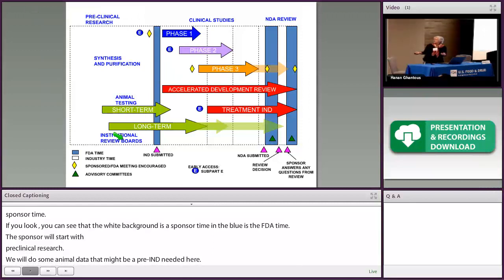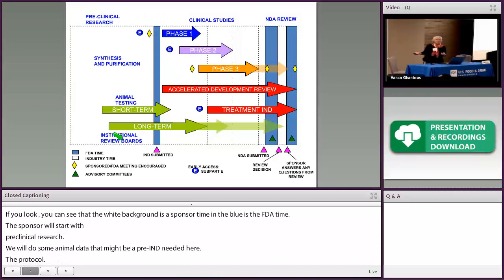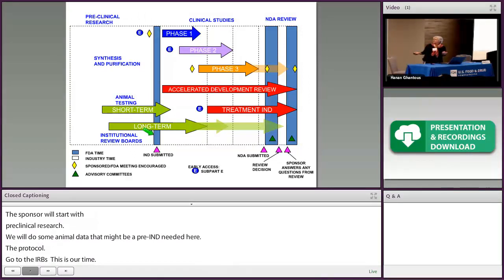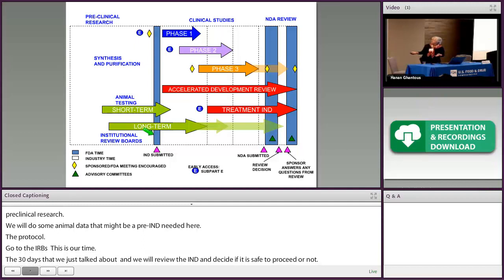This is our time, FDA, the 30 days that Judith talked about, and we will review the IND and decide if it is safe to proceed or not. And if it is safe to proceed, the sponsor will start their phase 1, phase 2, phase 3. There might be things happening here. Long-term studies will also continue.